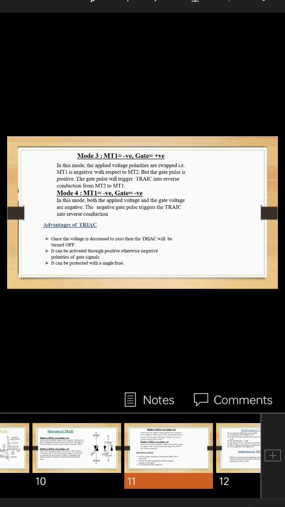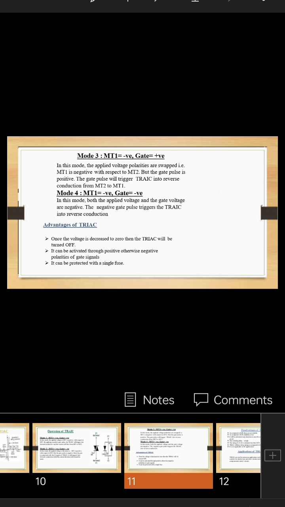Mode 4, MT1 equal to negative, gate equal to negative. In this mode, both the applied voltage and the gate voltage are negative. The negative gate pulse triggers the triac into reverse conduction.